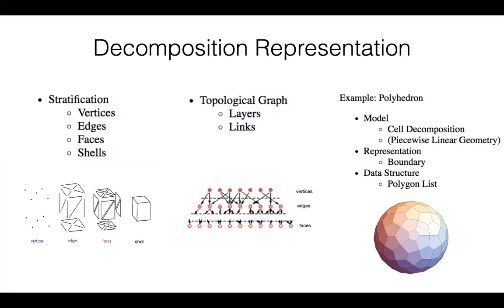Okay, so we have a cell decomposition with dimension 2 faces, dimension 1 edges, and dimension 0 vertices that are connected to create a mesh. And then there's a representation of the boundary of the shape, of the shell. In the data structure, this is a list of polygons. The polygons are the faces. And in that case, it would be like a piecewise linear geometry because of planar faces, right?